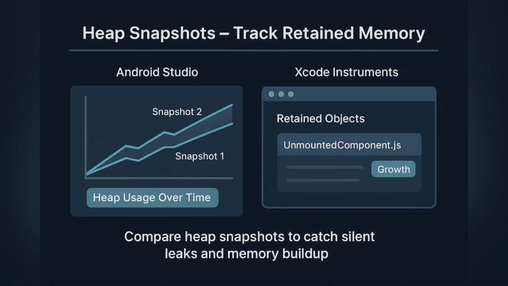Another powerful approach is to use heap snapshots. Both Android Studio and Xcode Instruments allow you to take memory snapshots and compare them over time. If a component is supposed to unmount and doesn't free memory, you'll see retained objects in the snapshot delta. This helps identify orphaned objects and rogue memory usage.